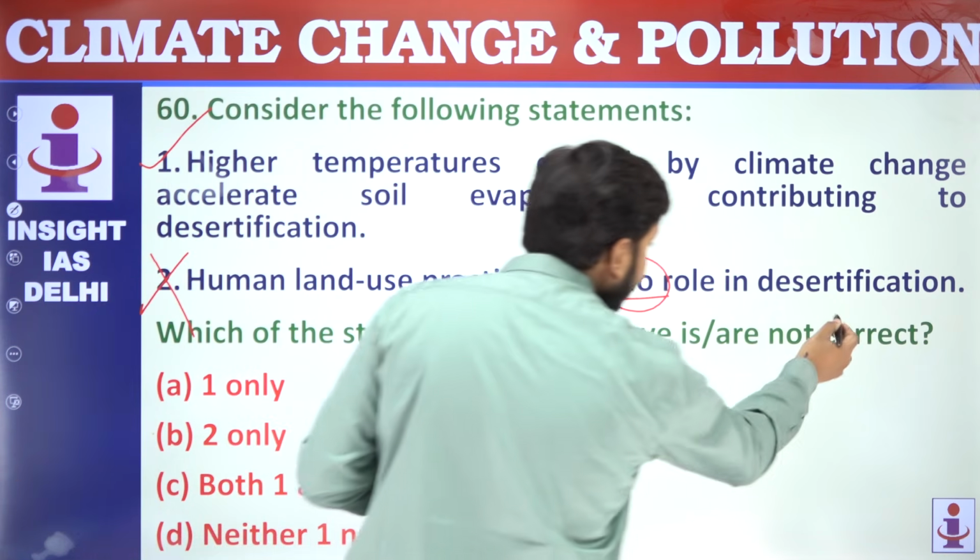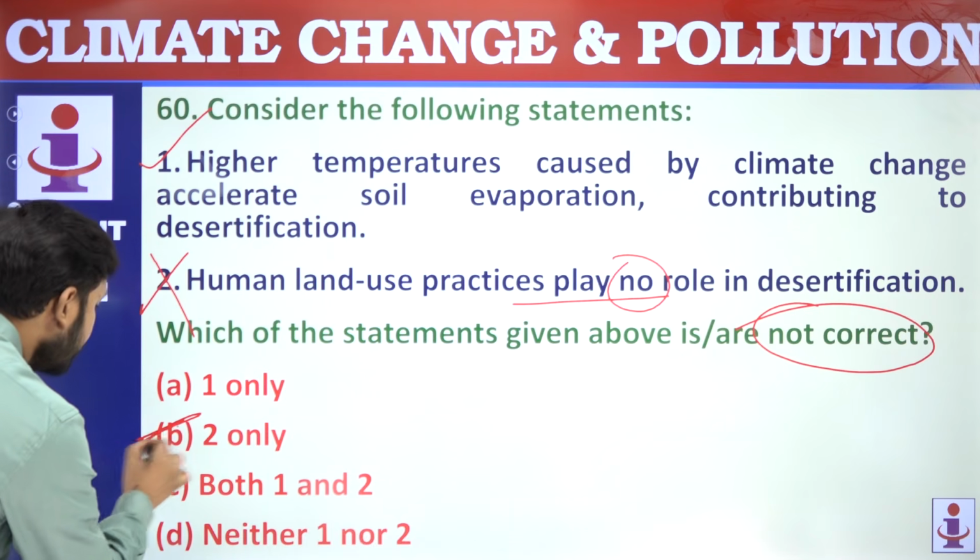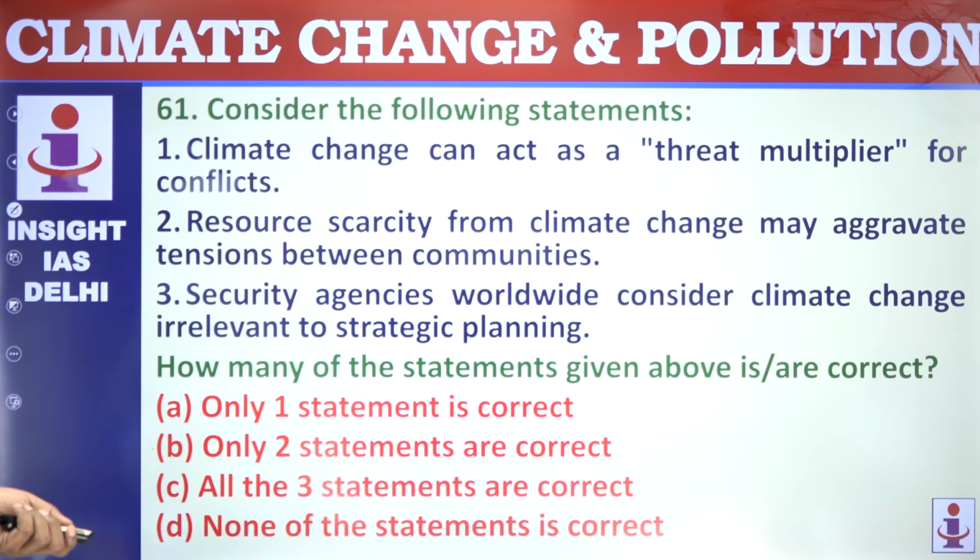Okay, see, they are asking not correct. So here not correct is the second one, that is only this one. Okay, 2 only. Is it clear? Next one. Consider the following statement.